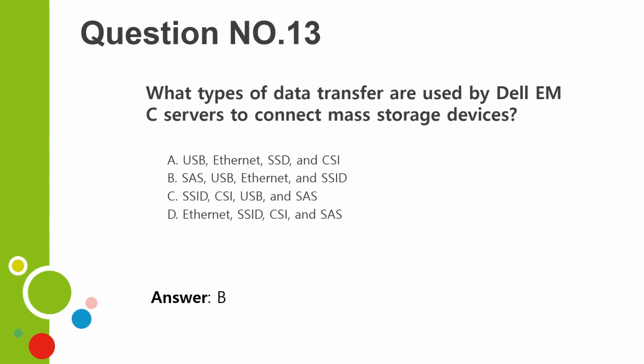Question number 13. What types of data transfer are used by Dell EMC servers to connect mass storage devices? A. USB, Ethernet, SSD, and CSI. B. SAS, USB, Ethernet, and SSID. C. SSID, CSI, USB, and SAS. D. Ethernet, SSID, CSI, and SAS. Answer, B.